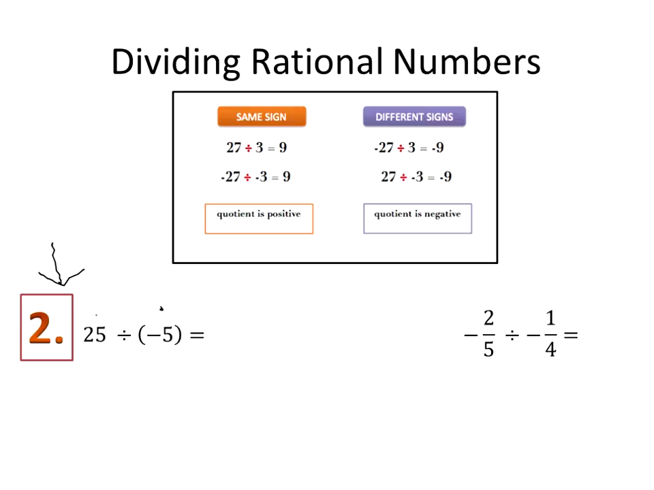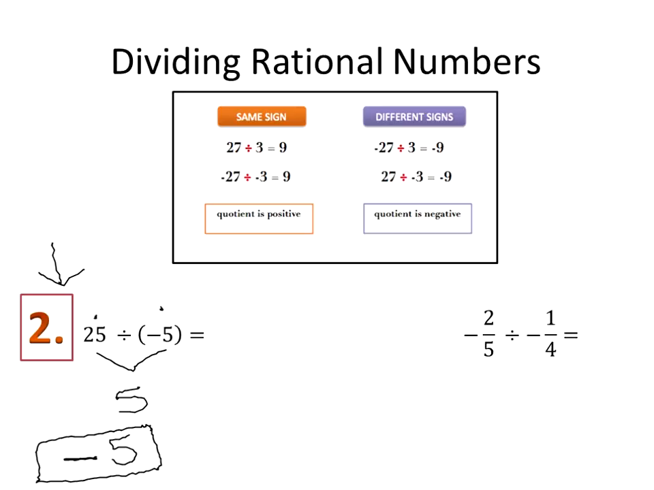Okay, again, we have a positive and a negative. So if we have different signs, it's going to be negative. So I'm going to go ahead and put that down there already, so I'm ready to go with that. And now I'm just saying, how many times can 5 go into 25? Well, we know 5 times 5 is 25, so it's got to be 5.